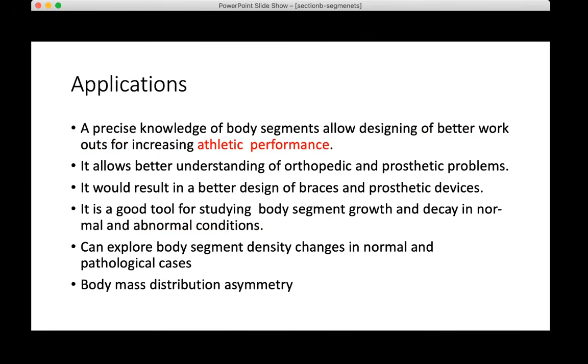So in addition to that, it has some more applications of body segment parameter measurements, which I will let you know in brief in the next slide. So coming to applications of body segment parameters measurement as a whole. The first point is again that it will help to increase athletic performance. A precise knowledge of body segments allows designing of better workout plans for increasing the performance of the athlete and prevention of his or her injury. So this is a sports part.